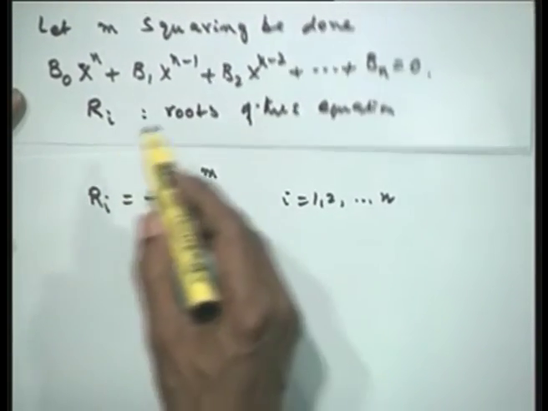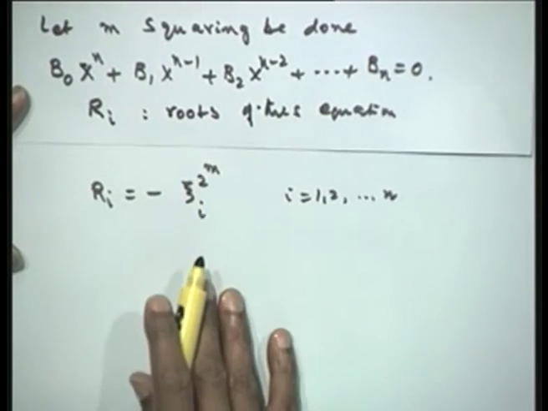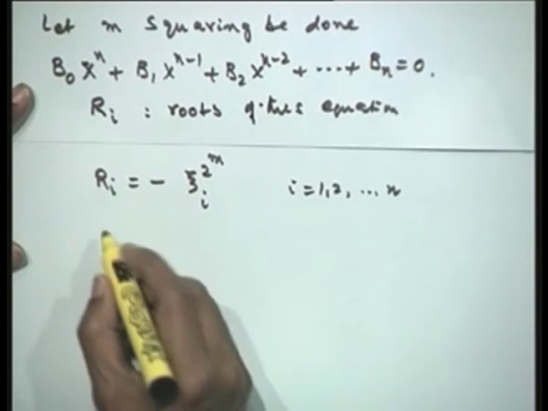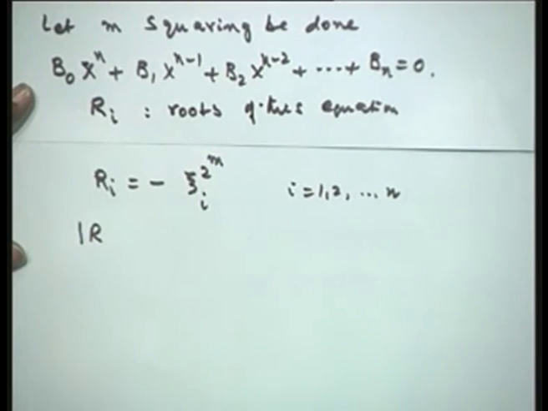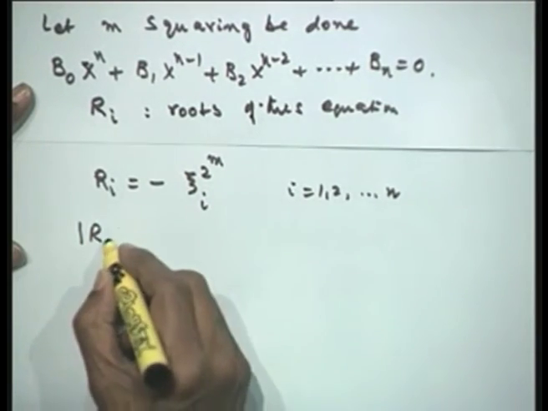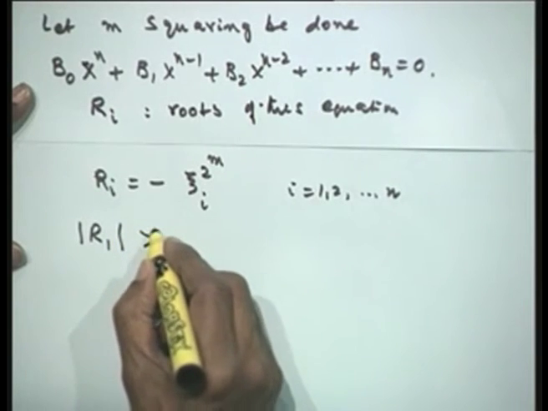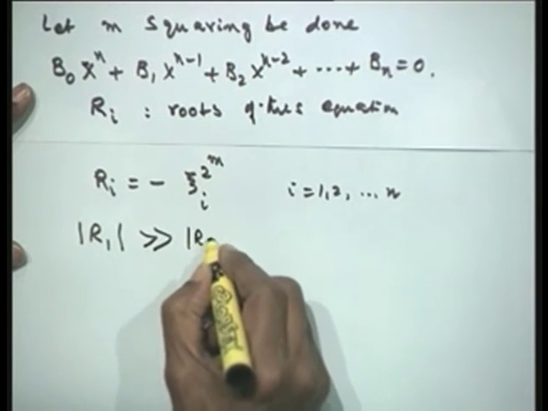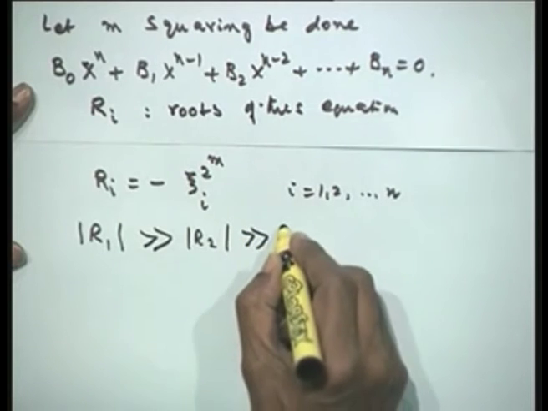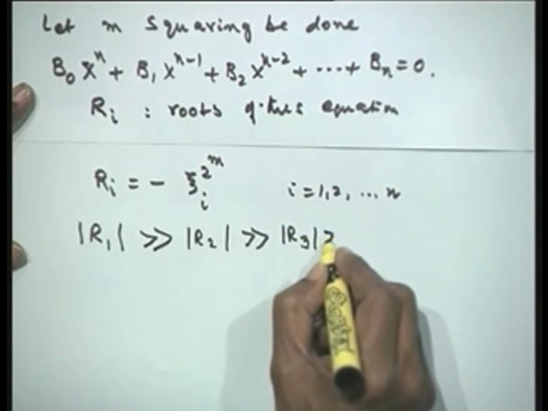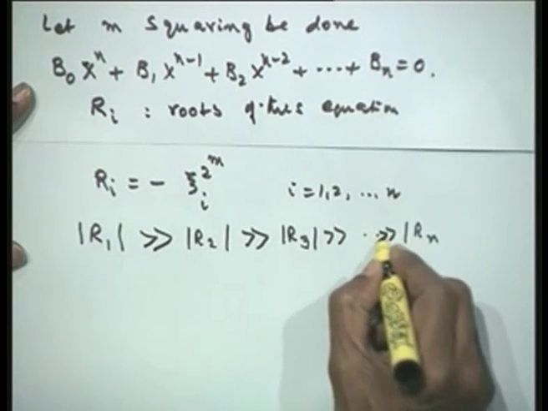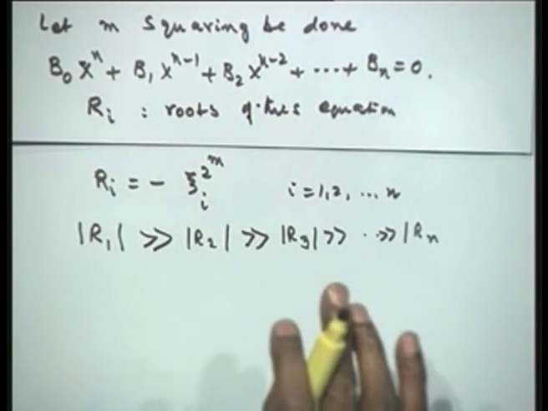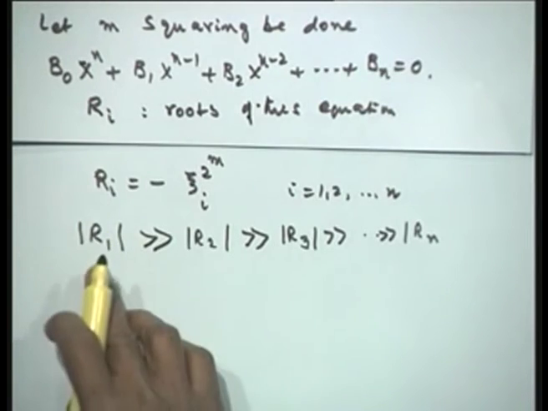Now, since the roots are real and distinct, if I take the magnitudes of the roots, I can arrange them in magnitude from highest to lowest. So, this root will be much larger than this root, which will be much larger than this root, and so on, until this root will be much larger than Rn. We are arranging them in descending order, with the largest magnitude at the top.